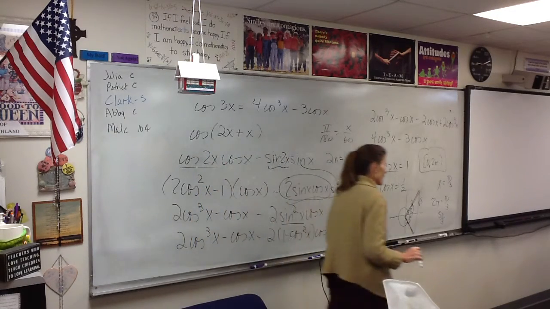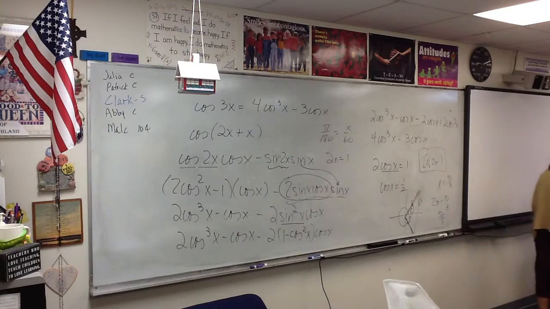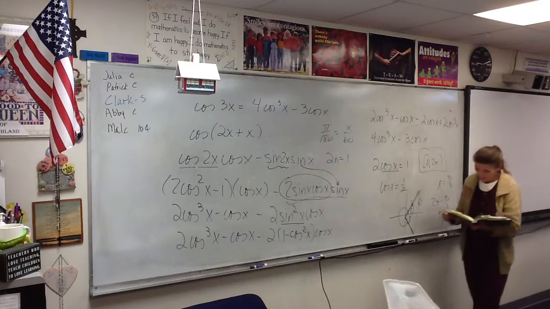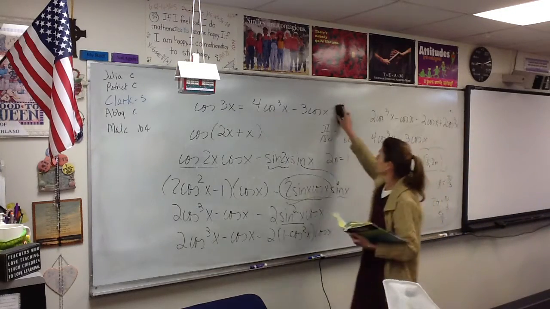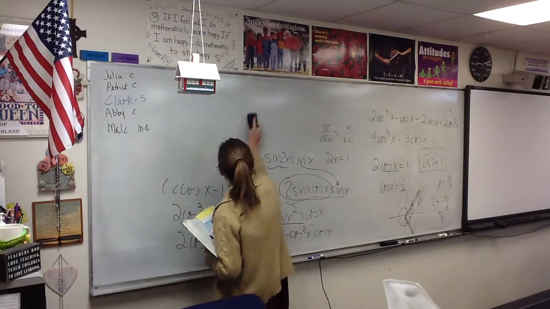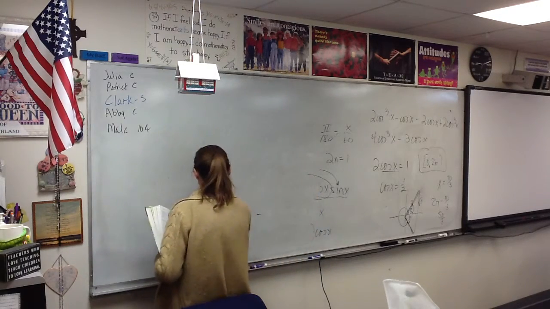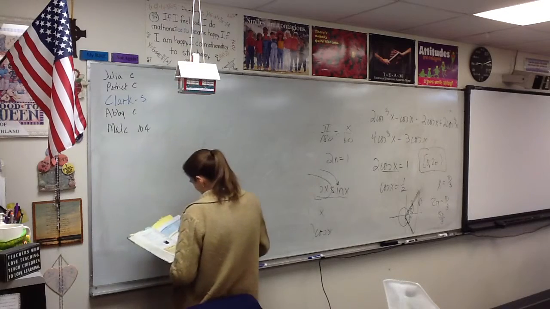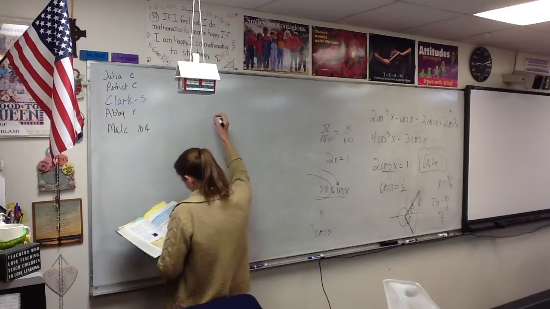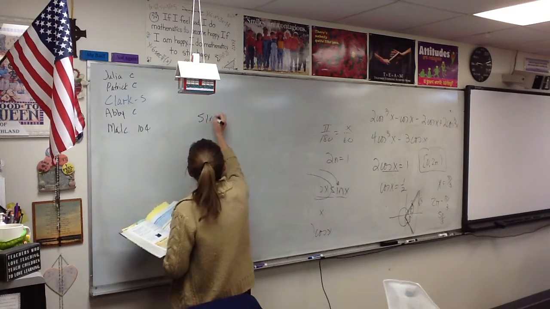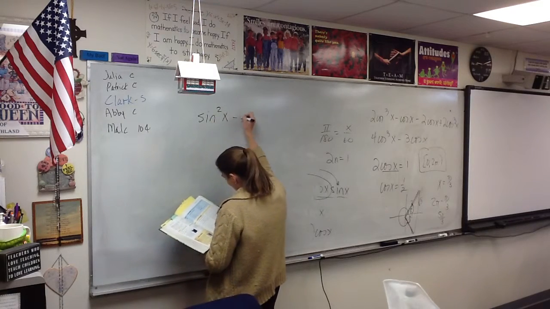Number 35. It says, solve it graphically, find all solutions in this interval. Okay. Now, actually, solving graphically is easier because we don't have to use any of the identities. We just need to get our calculators out and set them in radians. For number 35, we want to have our calculator set in radian mode.